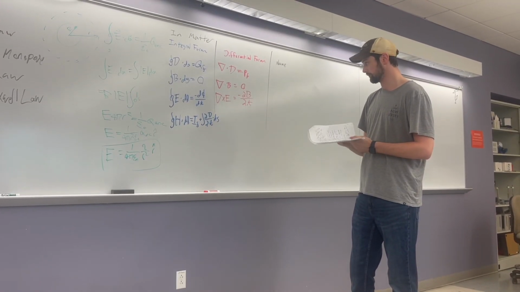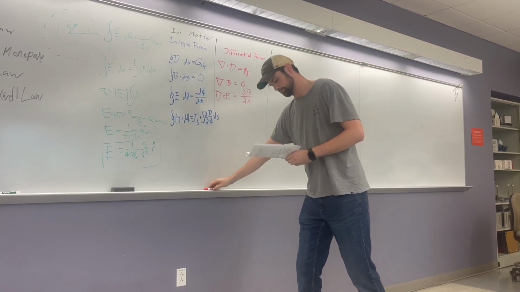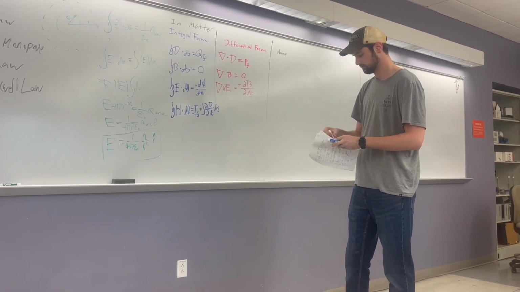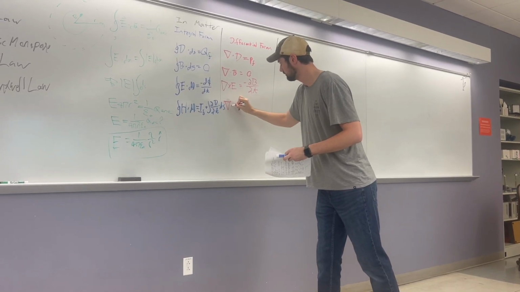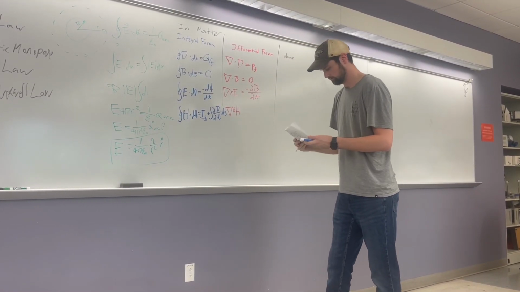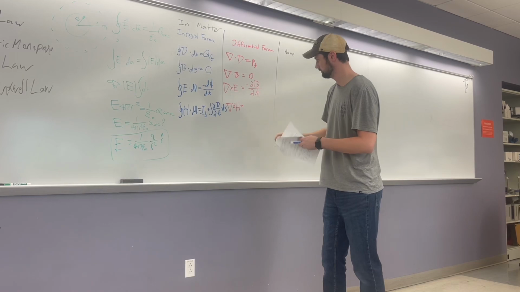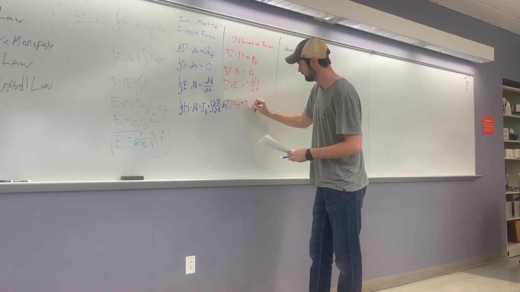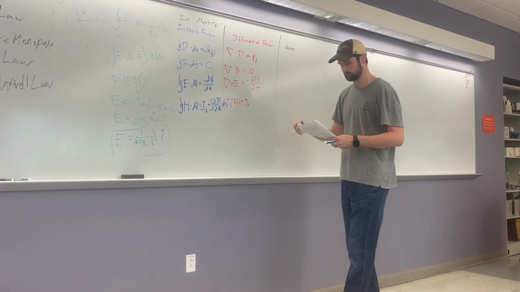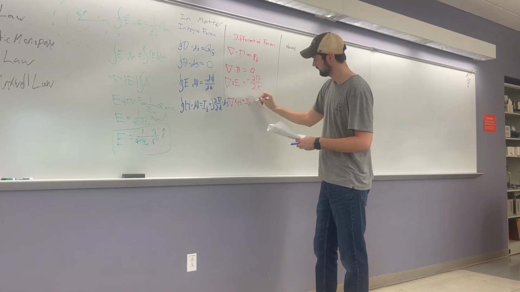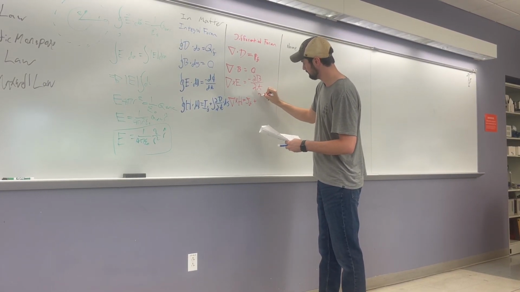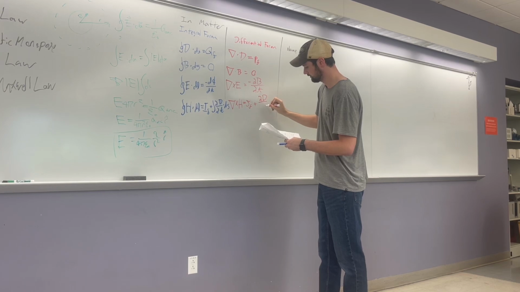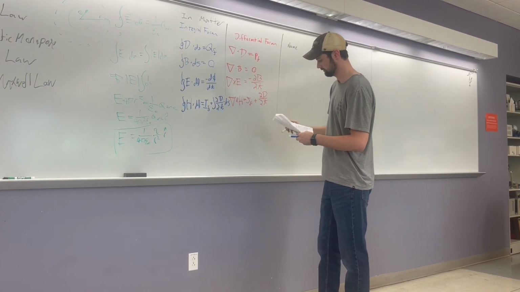And then so just to wrap this up, the differential form is as follows. Del cross H is equal to J sub F, which is the free charge density, or free current density, plus partial D over partial T. So with respect to T.